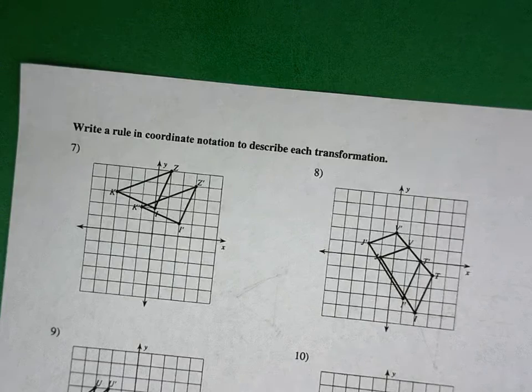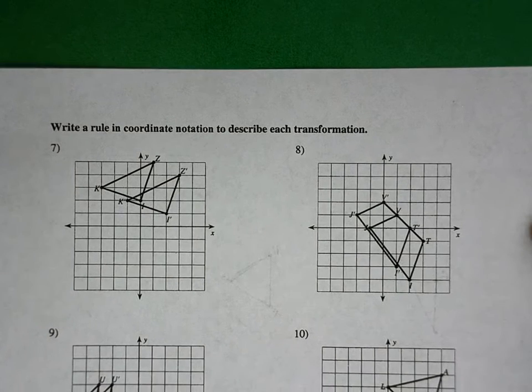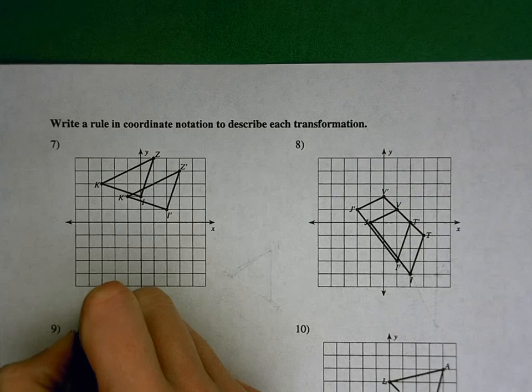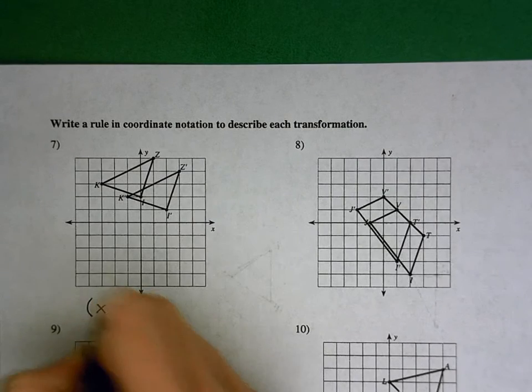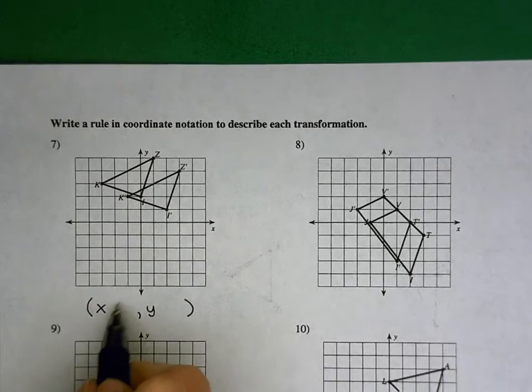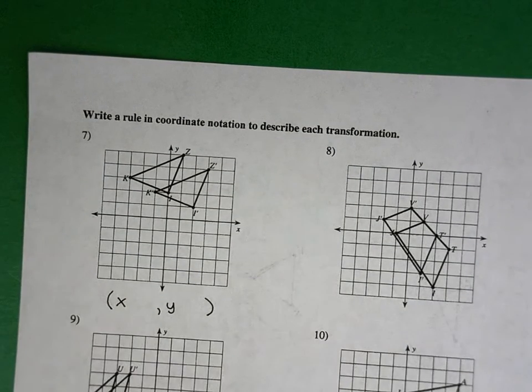Okay, then on the back, we wrote our rules in coordinate notation. In coordinate form as opposed to vector form. When you look in your book, they'll use vector form at times. We're going to use coordinate. And coordinate form means that we still have our X and our Y, but something's going to happen to the X or the Y potentially. Something's going to make us move.